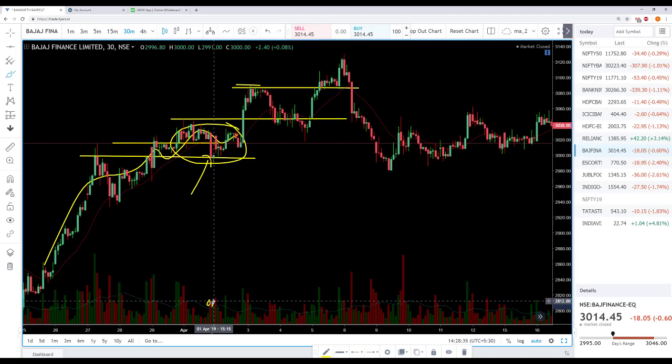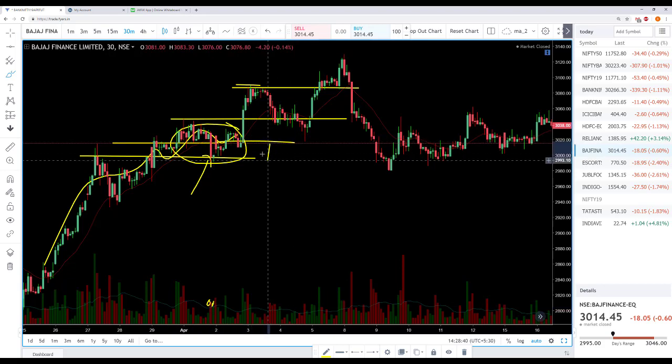The stock then just went sideways. So this is kind of a no trade zone. Between these two levels, it is very difficult to understand the direction of the stock. It becomes very difficult to understand there.